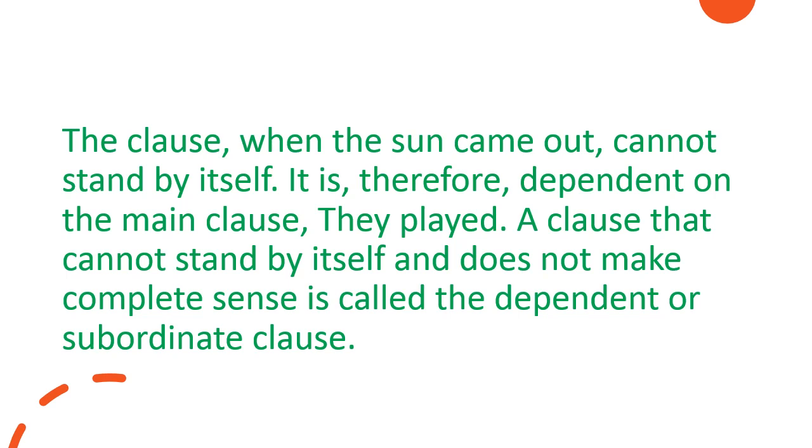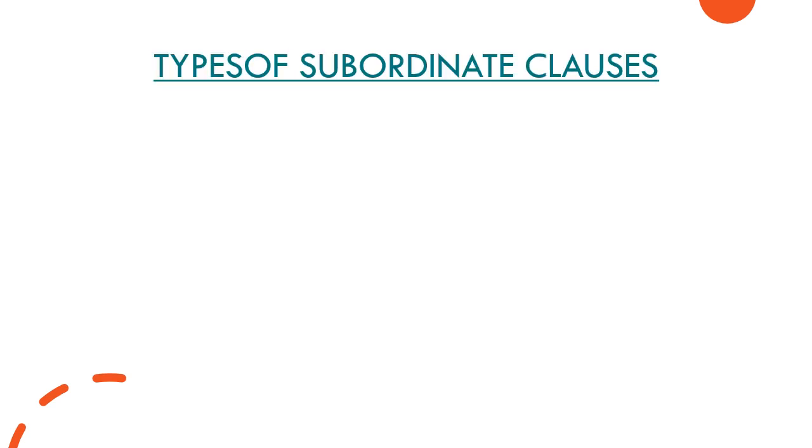So there are two types of clauses: main clause, subordinate clause. Main clause is a complete sentence on its own. It has both the subject and the predicate, whereas subordinate clause is a clause which needs someone's support or which is dependent on the main clause. Clear to everyone? Okay. So moving next.